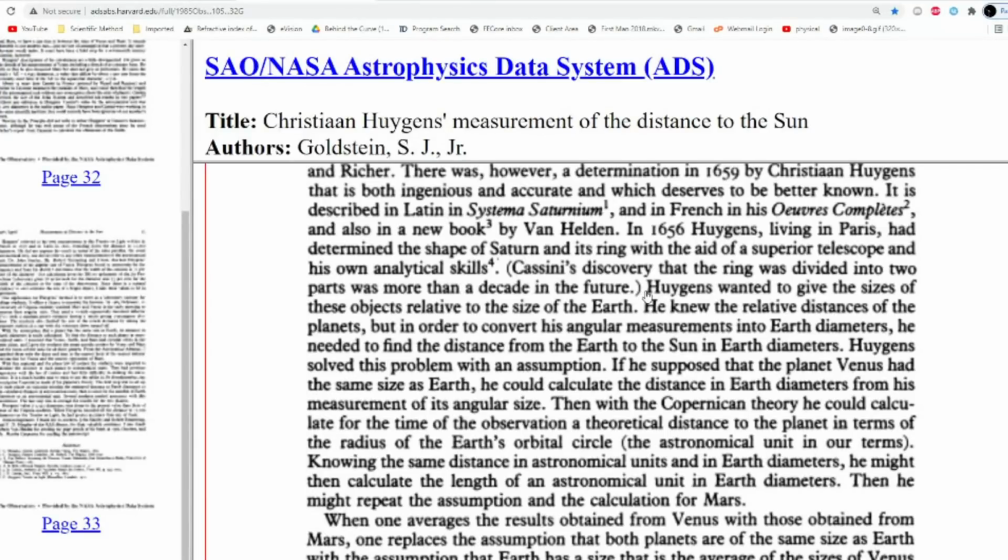Yeah, let me read it again. I did read over it and I missed it. I've not read this for a while. It says, Huygens wanted to give the sizes of these objects relative to the size of the Earth.